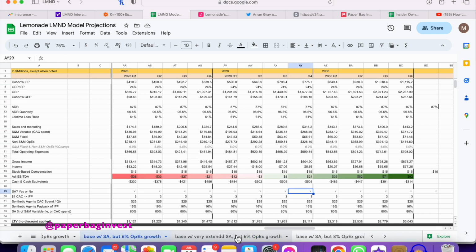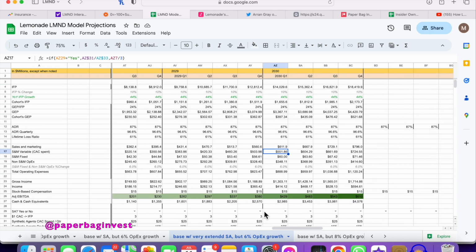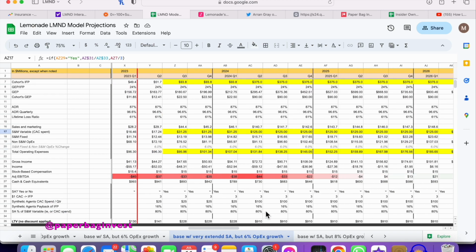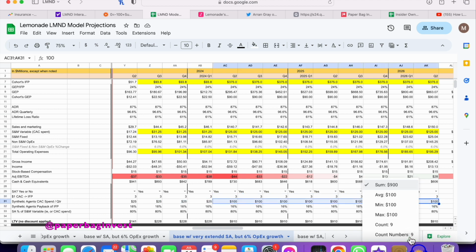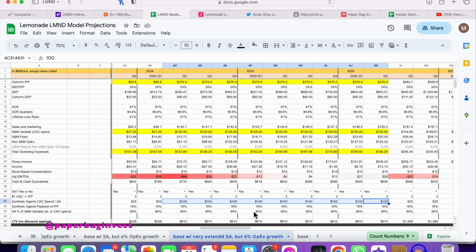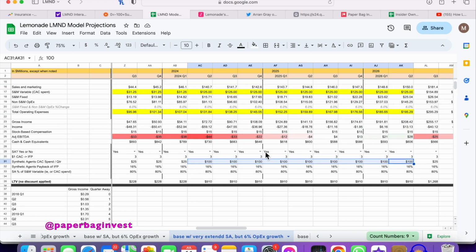In the next case, we're going to look at very extended synthetic agents with 6% operating expense growth. So those are still growing 6%, but I'm saying they just really pile in, maybe they have a couple quarters of lower synthetic agents. They have 3 quarters, and then they add more synthetic agents or more deals on top of the existing ones. And so I have next 9 quarters, I have $100 at 80%. So they're really pushing for synthetic agent spend. And of course, that's affecting all of those quarters.